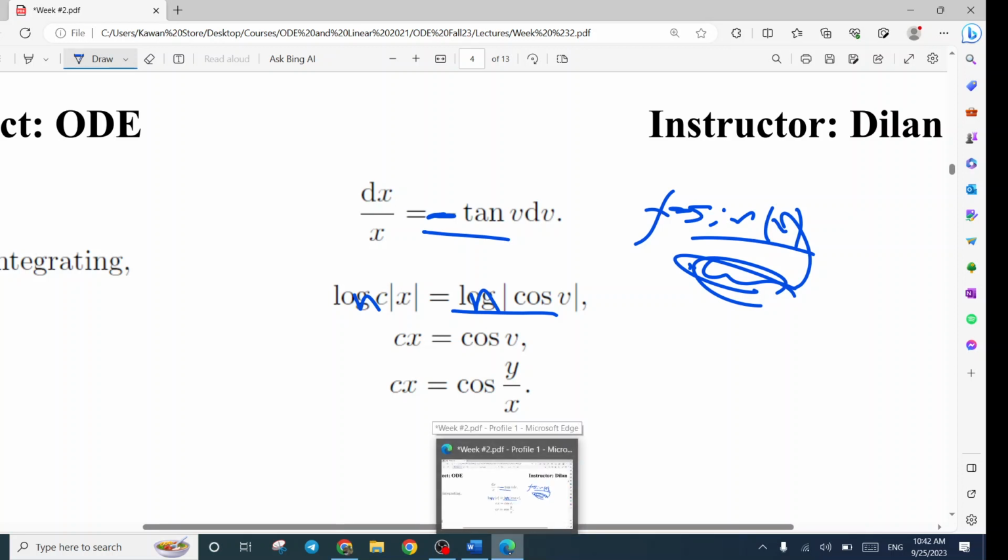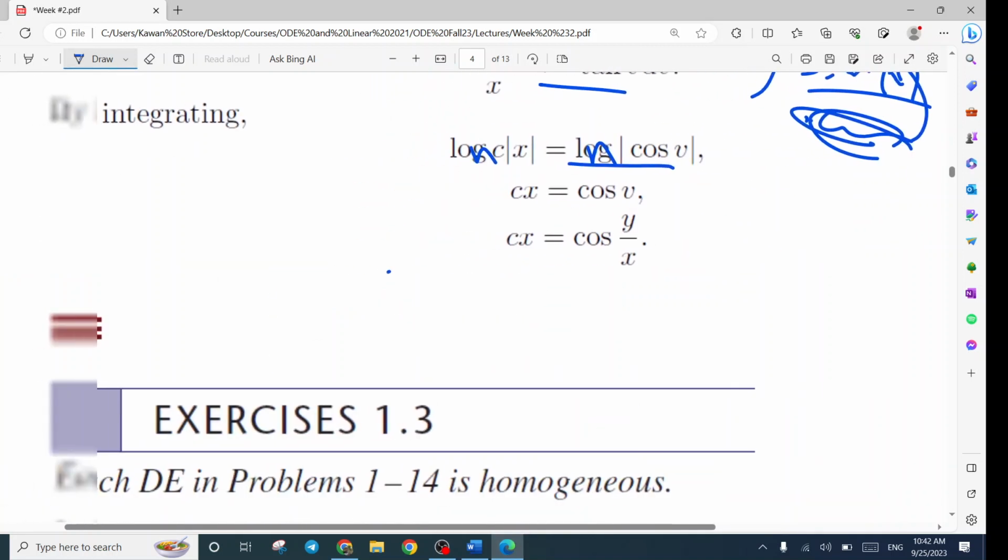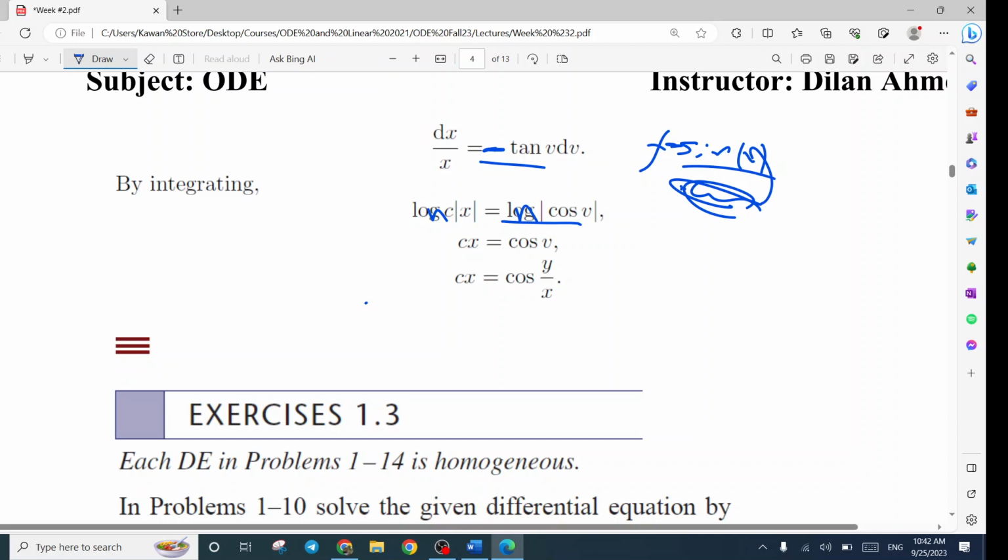Do you think it's easy? Good. That's about 1.3. It's called homogeneous. You got it or not?